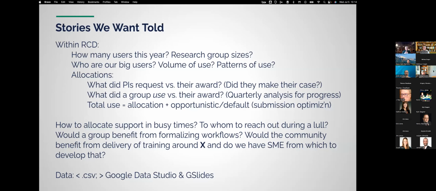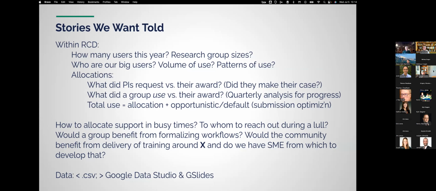And so then what stories do we want to tell? So within research computing and our delivery of service to the users, we want to have an idea amongst our analysts and systems administrators, how many users are there this year from, say, our institution? What are the sizes of the research group? So we'll roll up a group under the PI, but it's always good to know, is that an early career researcher who may have 2 graduate students, or is this an established physicist, or computing scientist, who may have 35 people in their group?